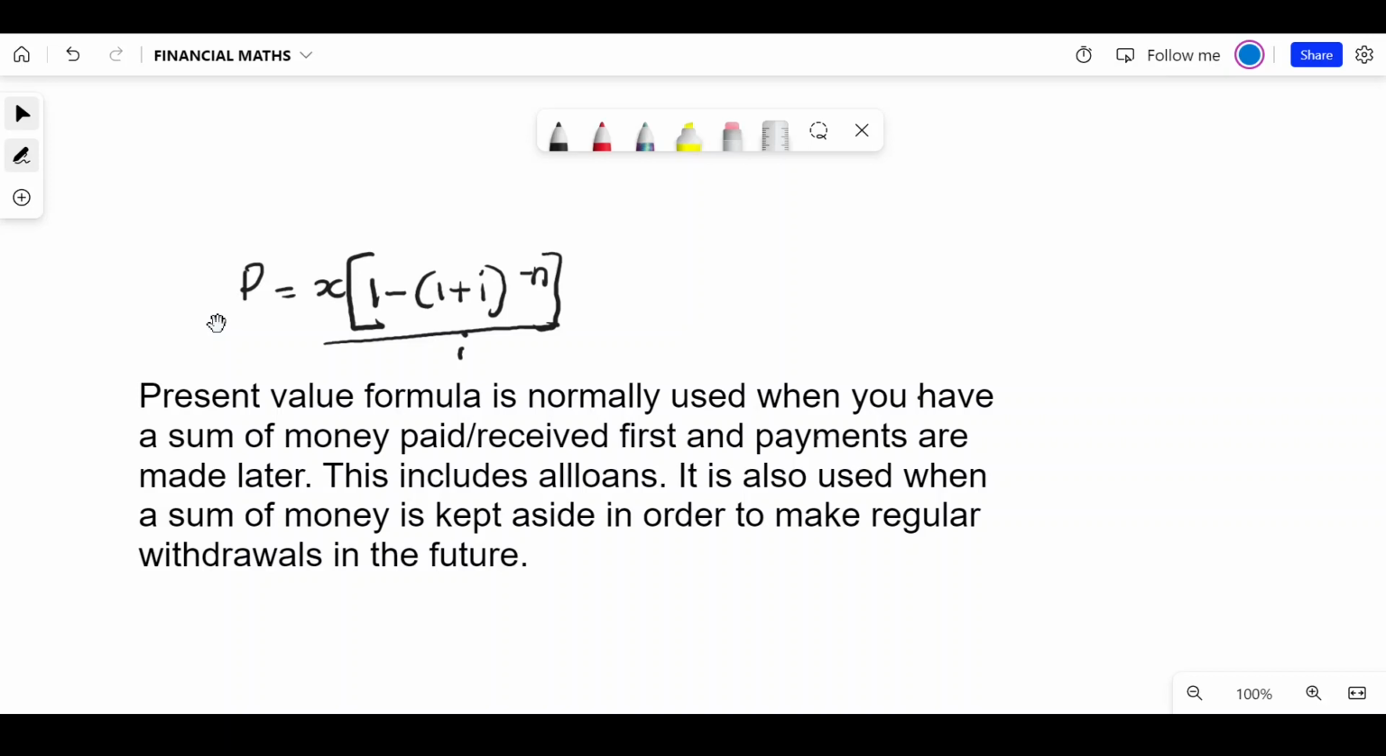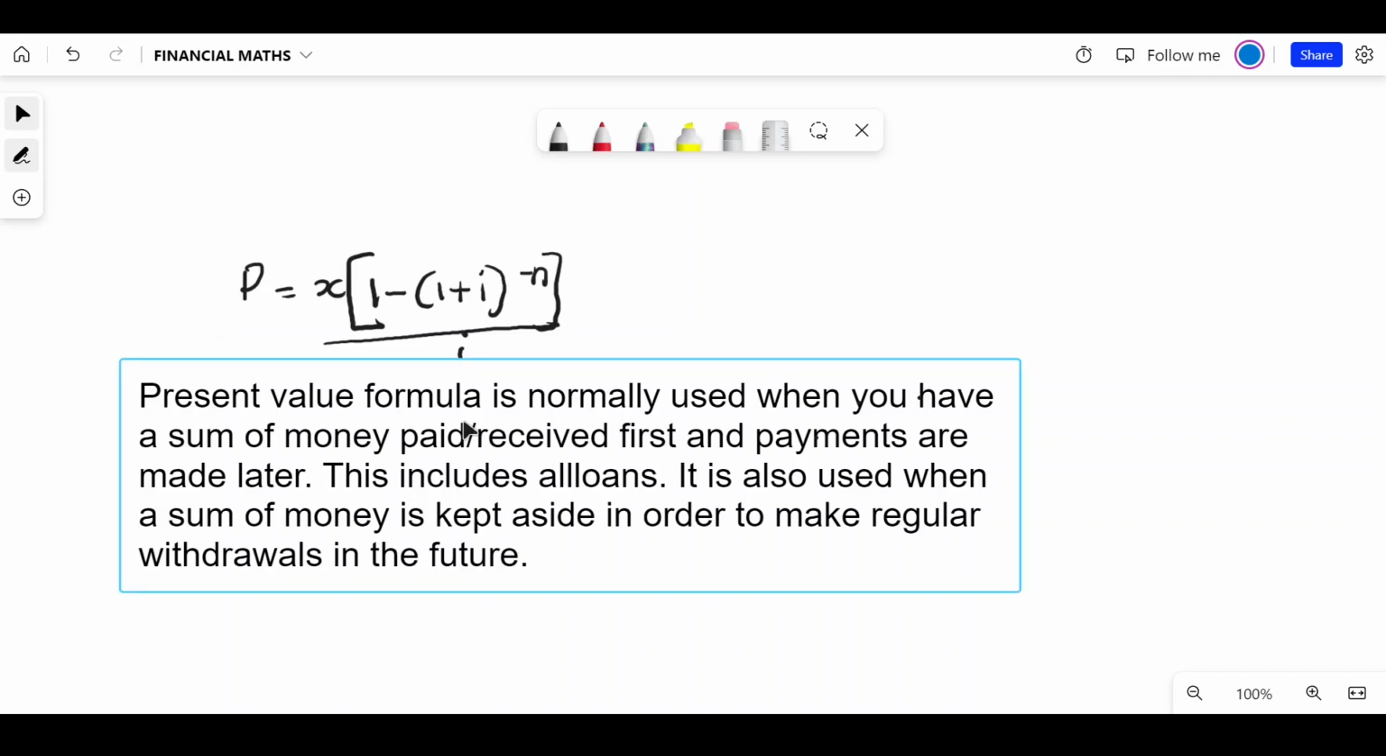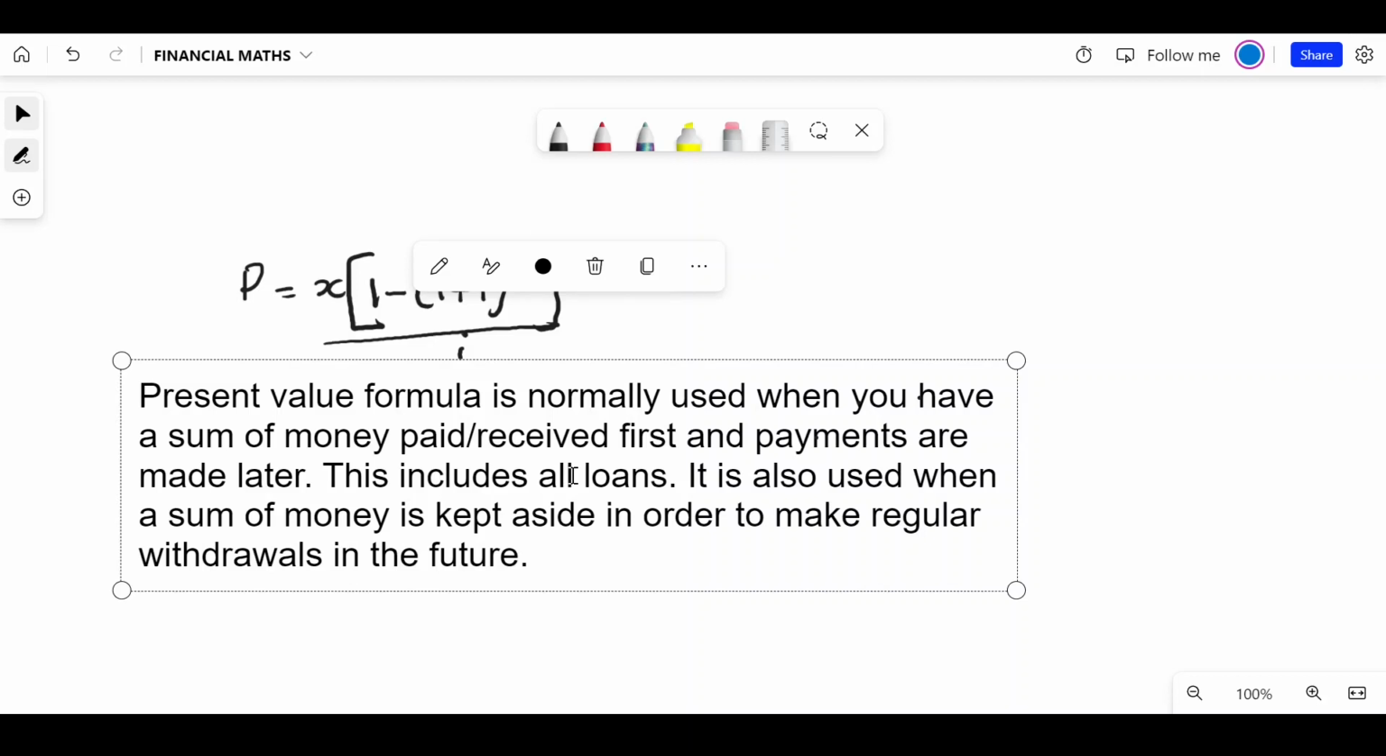Normally, we use the present value formula when you have a sum of money paid or received first and payments are made later. This includes all loans. Here you can see, okay, it's all loans. You must make notes on this one also. It is also used when a sum of money is kept aside in order to make regular withdrawals in future.